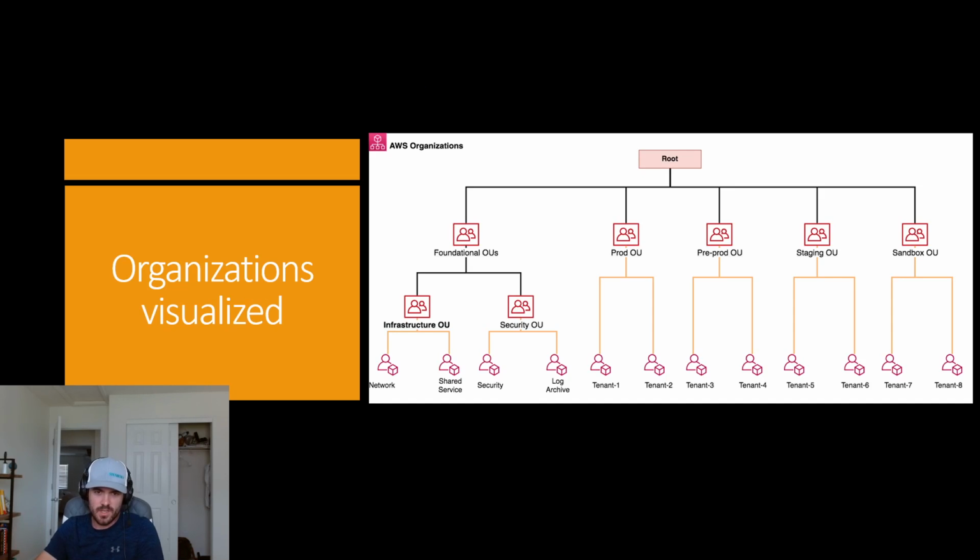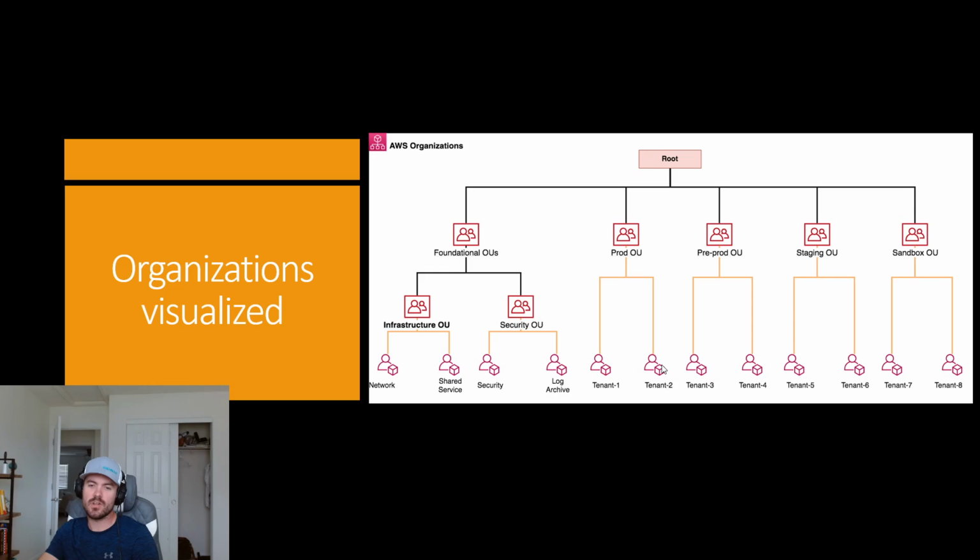All right. So we've been talking about the root account and OUs. What does it actually look like? Okay. So we have up here the root account. And within this root account, we've got a few different OUs. We've got a foundational OU, so OU, organizational unit. We've got production OU, pre-prod OU, staging, and sandbox OU. Okay, each of these OUs has two accounts.